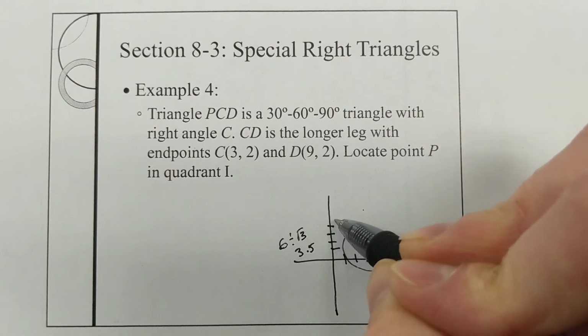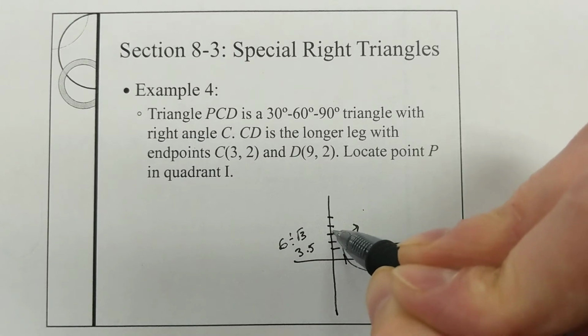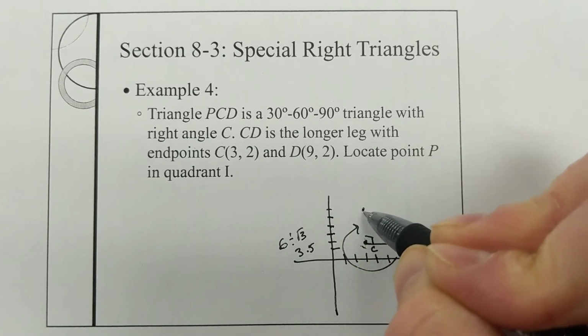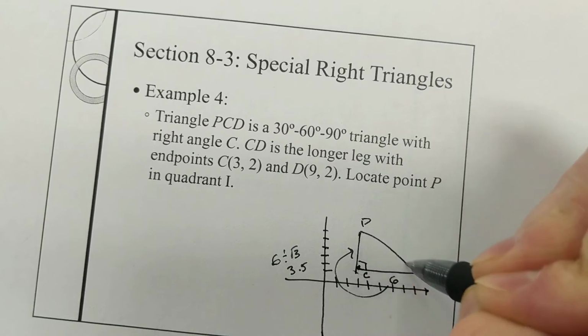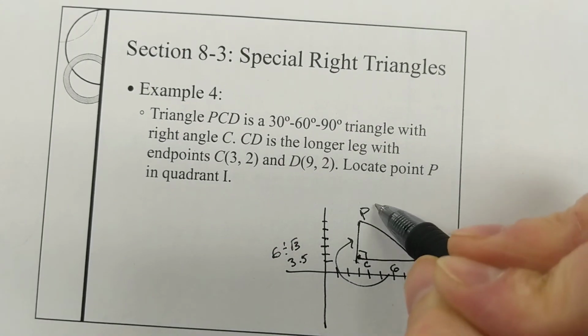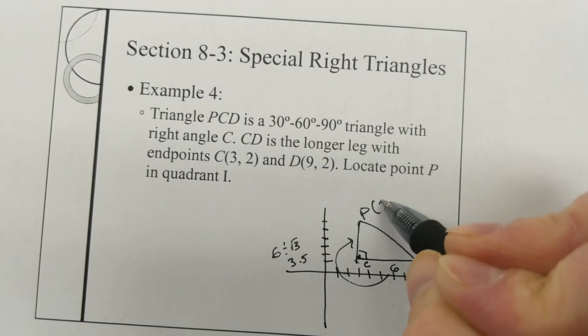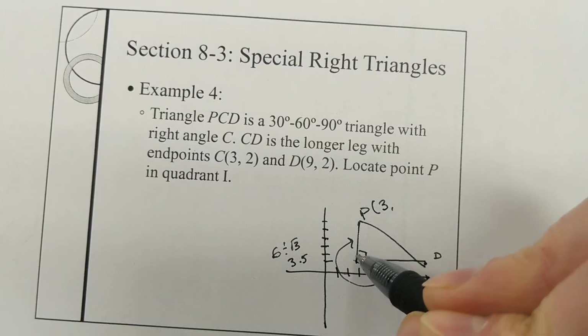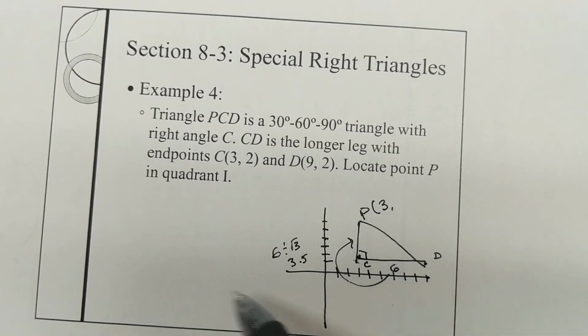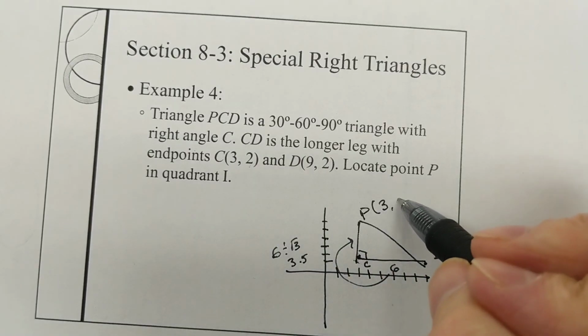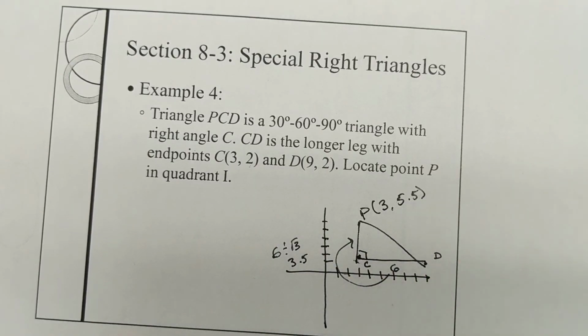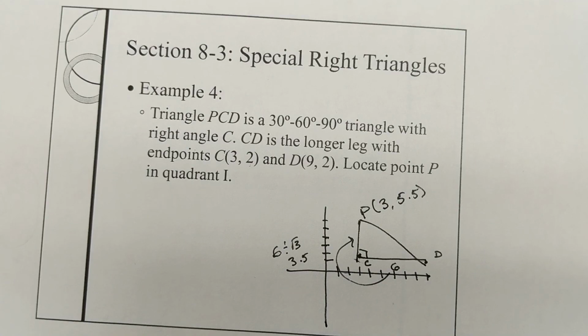So there's 2, 3, 4, 5. 1, 2, 3.5. There's P. And it wants the coordinates. So this is the same distance over as C. So it's 3 spaces over. It's 3.5 above C. C was already at 2, so 3.5 more would be at 5.5. That's the end of the section.